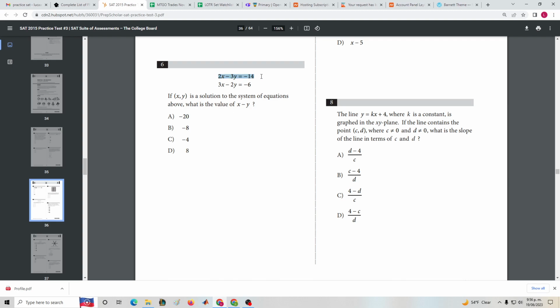So we have a system of linear equations. We have 2x minus 3y equals negative 14, and we have 3x minus 2y equals negative 6. Here they're saying if (x, y) is a solution, what is the value of x minus y?